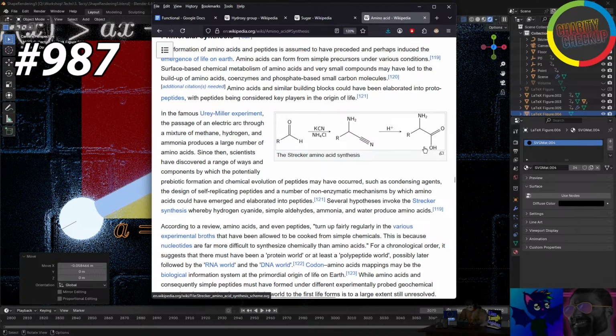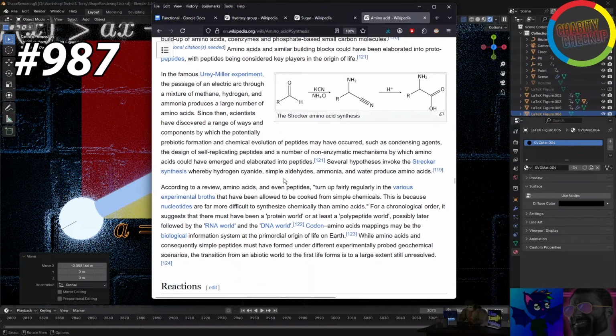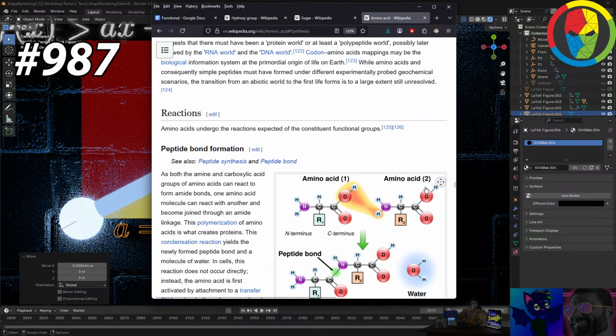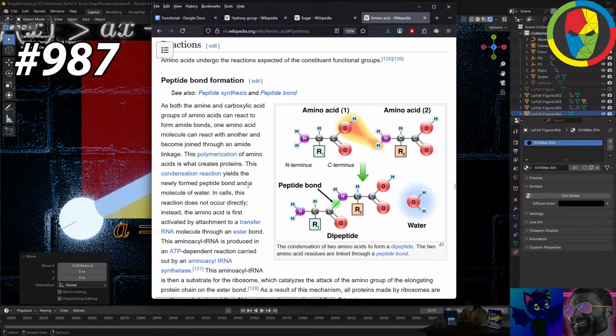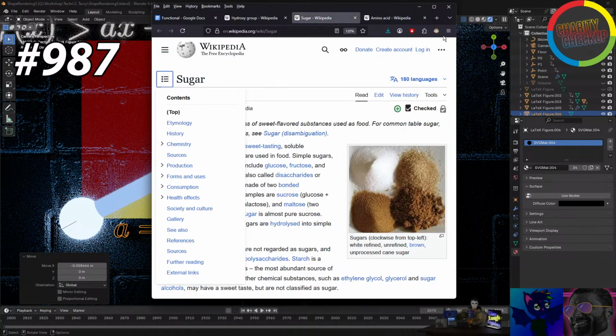So, hydrogen cyanide, similar to ammonia and water reactions. This won't really show off the hydroxy properties though.